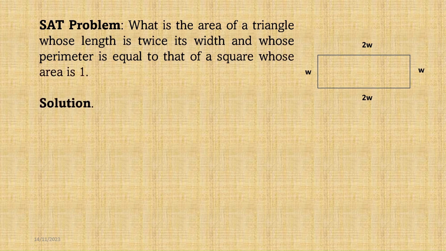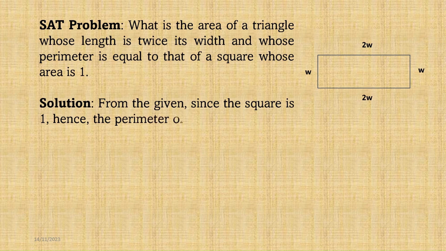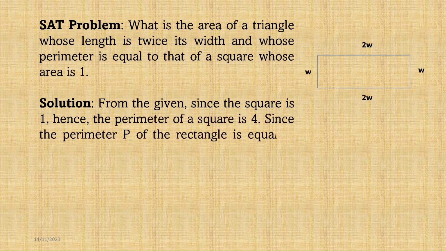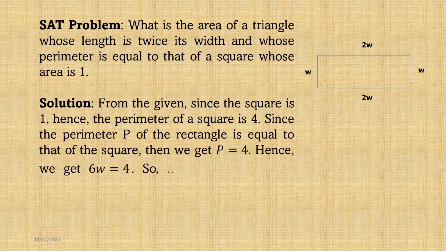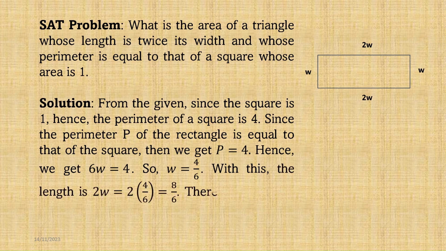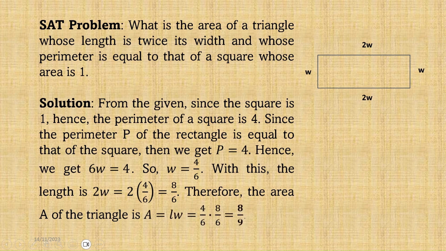Solution. From the given, since the area of the square is 1, hence the perimeter of the square is 4. Since the perimeter P of the rectangle is equal to that of the square, then we get perimeter P is equal to 4. Hence, we get 6W is equal to 4. So, W is equal to 4 over 6.